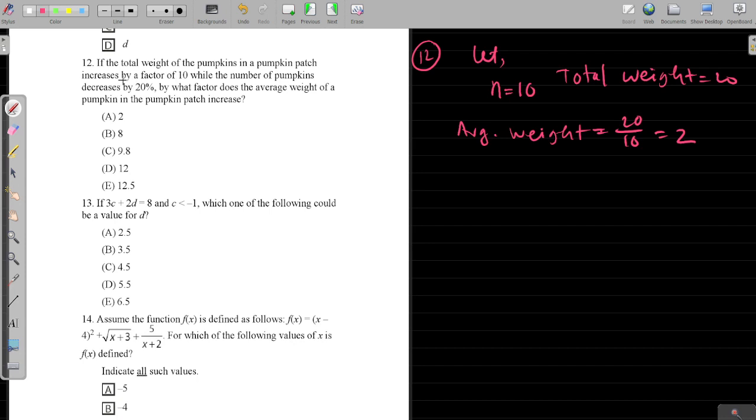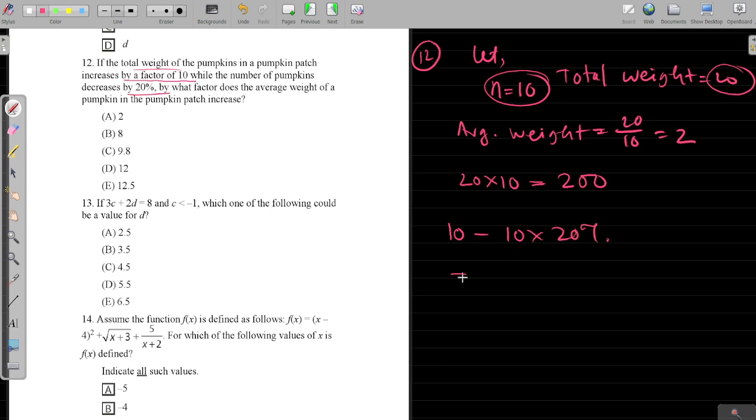Here, the total weight in a pumpkin patch increased by a factor of 10. So if the total weight is increased by a factor of 10, here total weight is 20, then this will be 200. And the number of pumpkins is decreased by 20%. So the number of pumpkins was 10, and this one is decreased by 20%. So 10 minus 10 multiplied by 20 divided by 100. So this one and this one cut down, so the number of pumpkins is now 8, right?